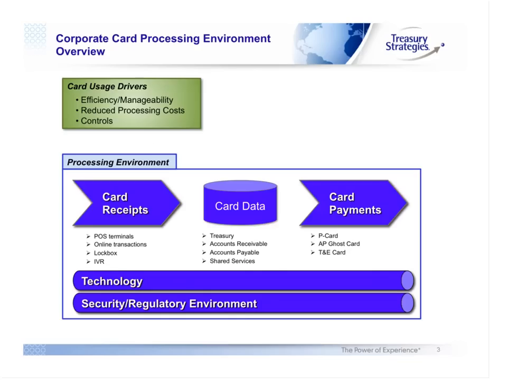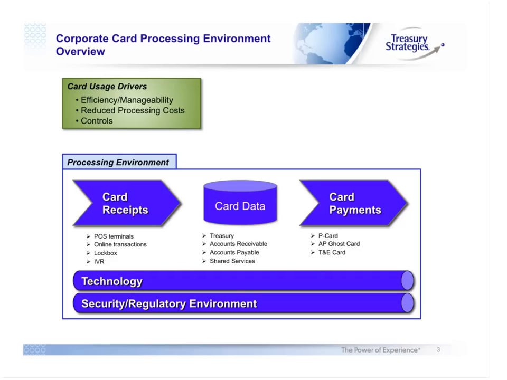So when we think about the card processing environment, there's three things in common across the card spectrum that are drivers for usage. One is the inherent efficiency and manageability of cards. The second is the possibility of reduced processing costs. And the third is controls. Controls, particularly in regards to PCI security, have become a top-of-mind issue across the retail space and across associated areas like higher education, healthcare, etc. We'll talk a little bit later. Steve will go into detail about PCI compliance and data security.